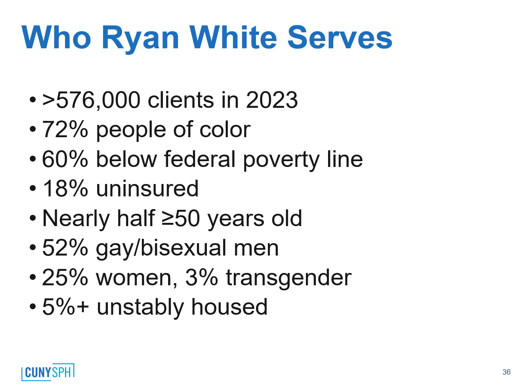These bullet points represent its clientele. This is who the Ryan White program serves, more than 500,000 people, most of whom are people of color and live below the federal poverty line. Nearly 20% are uninsured, and almost half are over the age of 50. Over half are gay or bisexual men, and women and transgender people represent less than a third of its clientele.